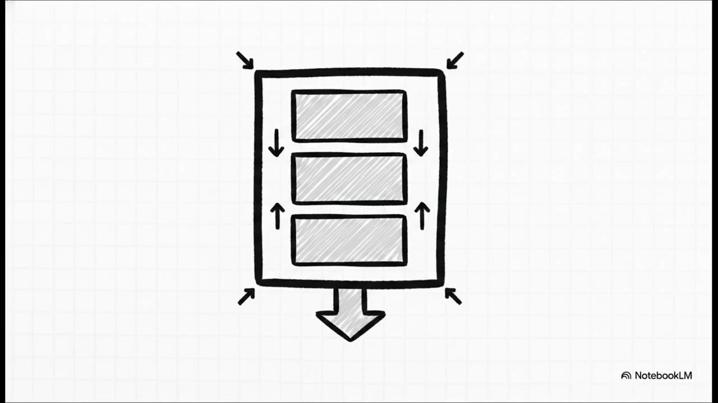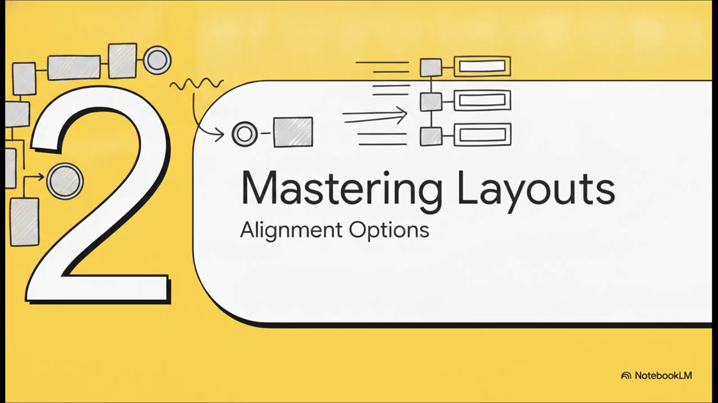You've also got full control over your inner content padding. But honestly, one of the smartest features is auto height. You just set this boolean to true, and the component automatically grows to fit whatever dynamic content you throw at it. No more clipping. Section 2, Mastering Layouts.